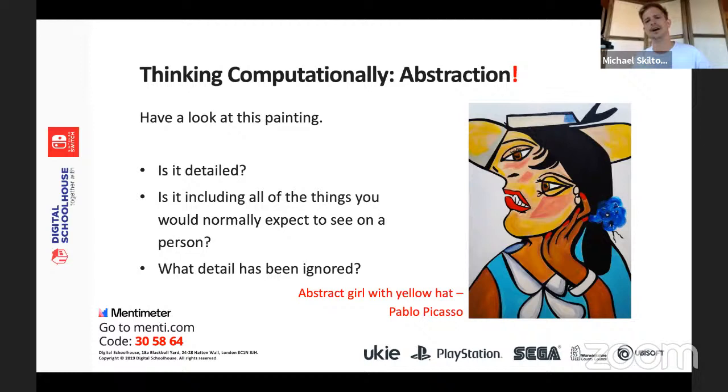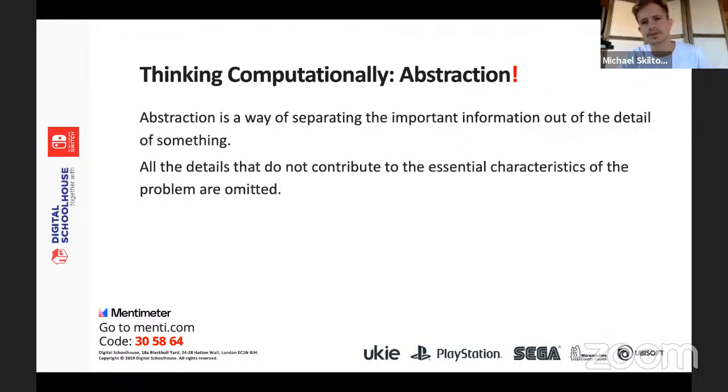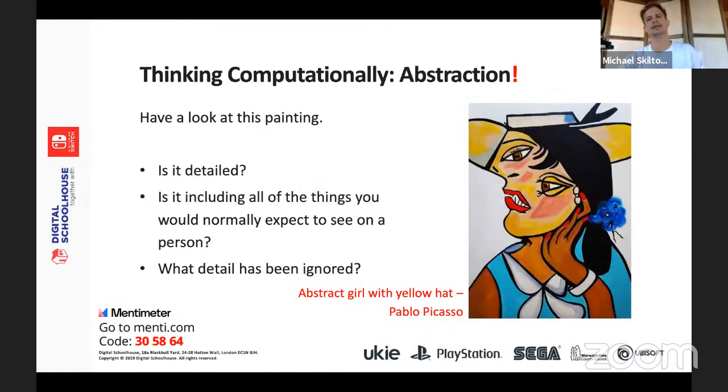I said that you may have seen this in art. This is an abstract girl with a yellow hat by Pablo Picasso. You may have heard of him. Abstraction, why is this abstract? If we are going to say in the previous slide that abstraction is a way of separating the important information out of the detail of something, then in what ways might you consider that this is a form of abstraction? What would be absolutely fantastic for me, guys, is if you could go to menti.com where you've just logged in with the code 30 58 64, and see if you can make a comment on any of these questions here.